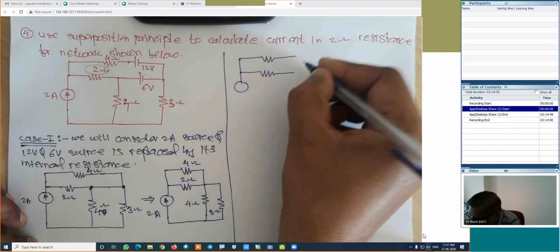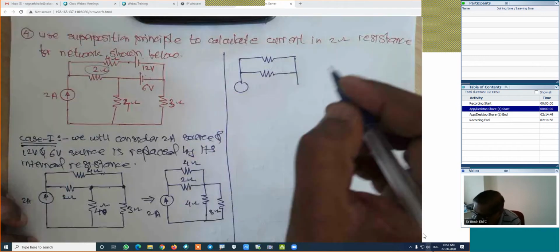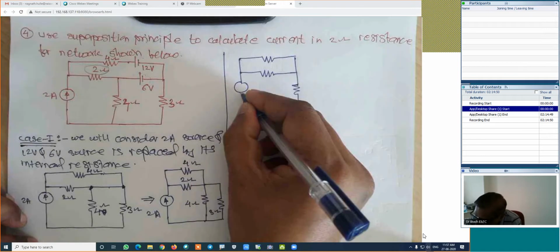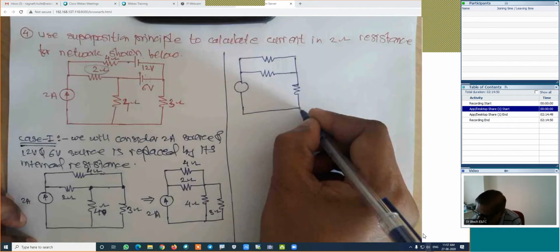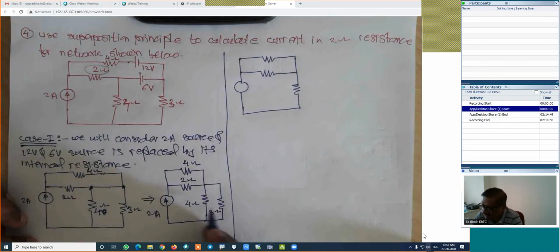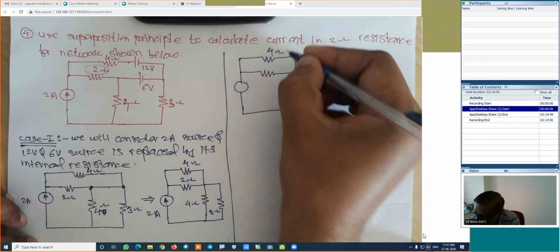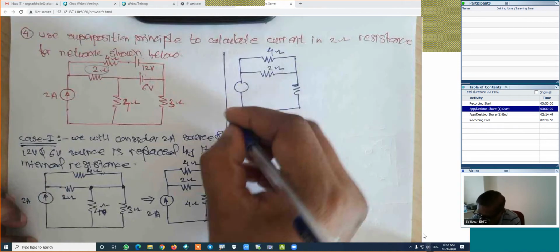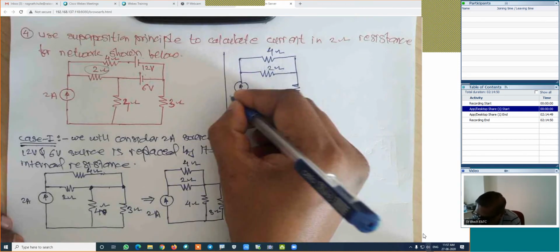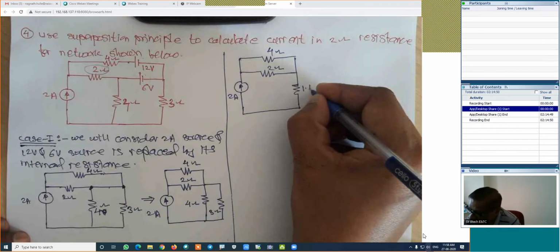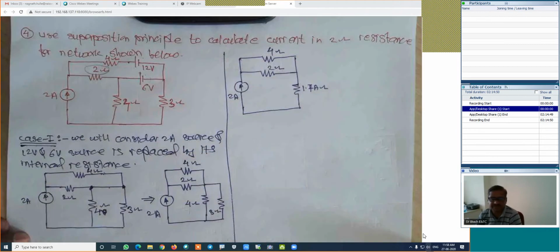I am keeping this figure as it is. This part, and I am finding its parallel combination. This will be the figure. Is it right? How much is the parallel combination of this? This is 4 ohm, this is 2 ohm, and it is 2 amperes. How much is the parallel combination? Sir, 1.71. 1.71. Absolutely fine. This parallel combination is 1.71 ohm.